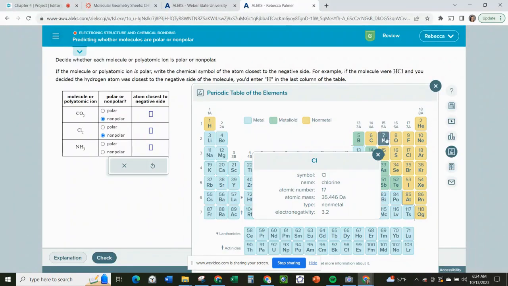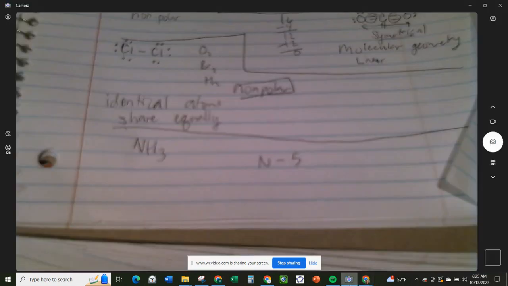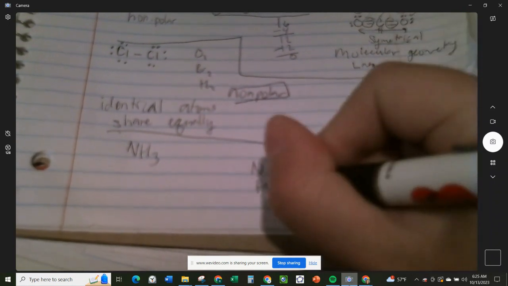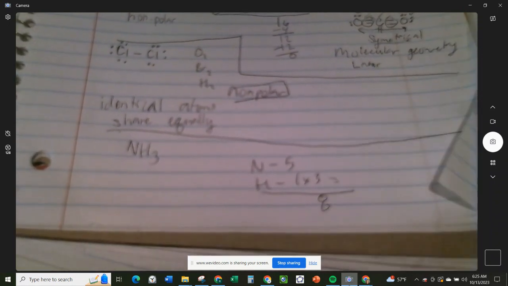And we need the number of valence electrons. Nitrogen is in this column. It has 5. Hydrogen is over here. It has 1 each. So nitrogen has 5. Hydrogen, there's 3 of them. Each has 1. So overall, we have 8 valence electrons we need to show in our structure.